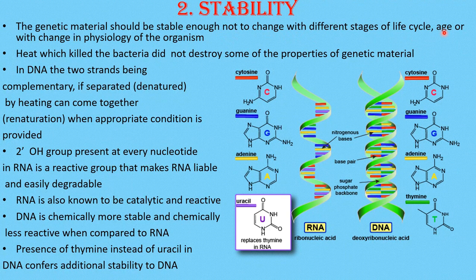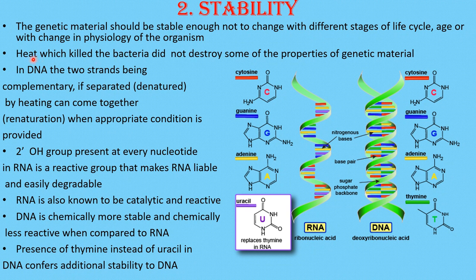Genetic material should not show any changes during the various stages of the life cycle, or at various ages in our life, or in the physiology of the organism. The genetic material should not change. It is stable. So throughout our life, our genetic material, DNA or RNA, is stable.